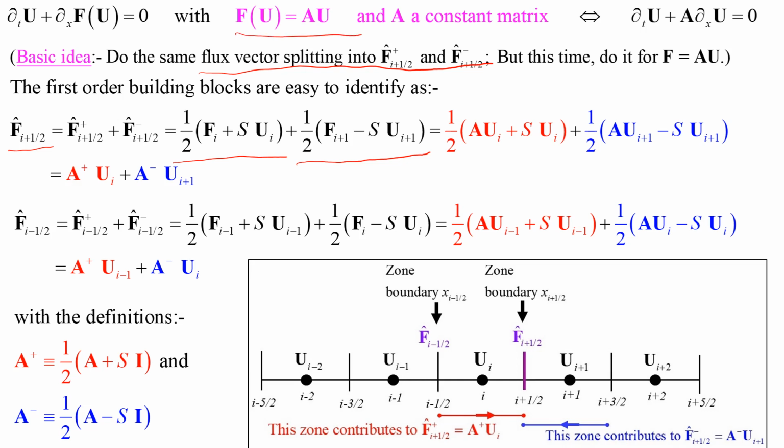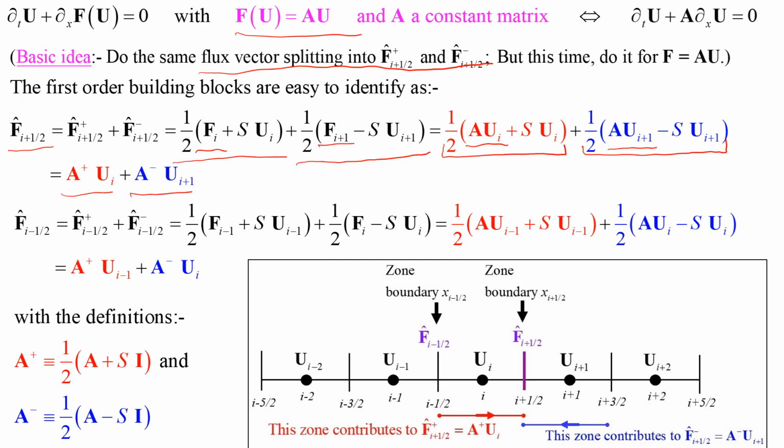So wherever we have Fi, we're going to replace it with A times UI. So we get an F plus from here. And wherever we have Fi plus 1, we're going to replace it with A UI plus 1. So we're going to get our F minus from here. And that actually tells us that the flux can be written as A plus of UI, the upwinded flux that is going to the right, and A minus of UI plus 1, which is the upwinded flux that is going to the left.